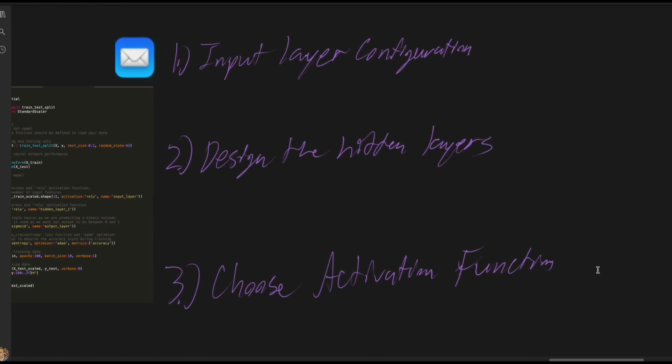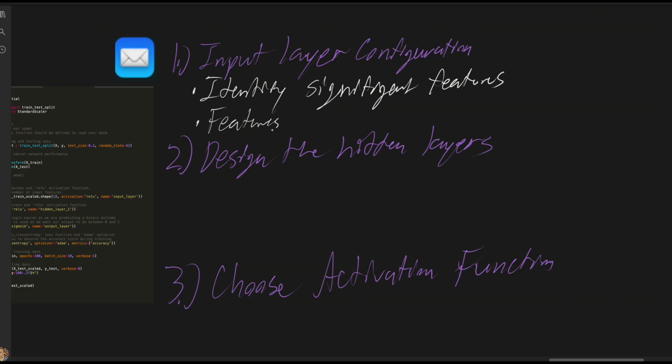So when we do the input layer configuration, we begin by setting up the input layer with neurons equal to the number of features we've identified as significant. So we identify significant features. Each feature of, for instance, an email, such as a text length or a number of hyperlinks it contains, is fed into the respective neuron. And this step is critical as the quality of input directly impacts the network's ability to learn effectively.